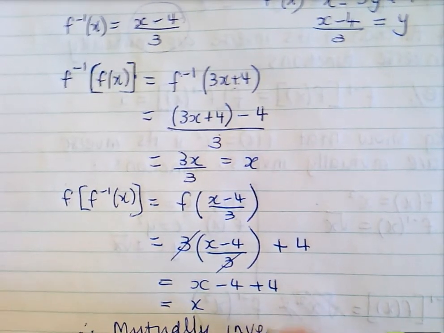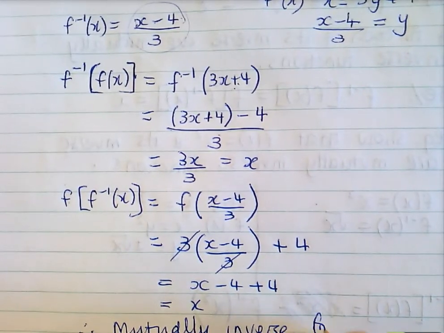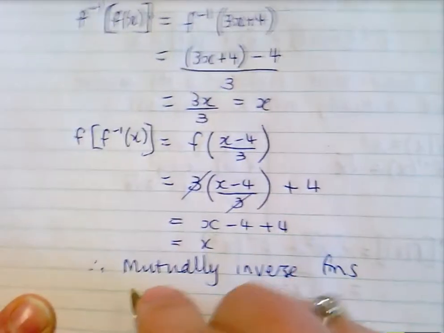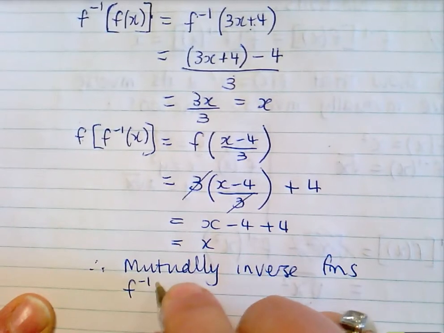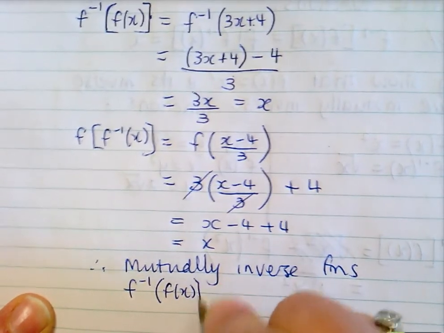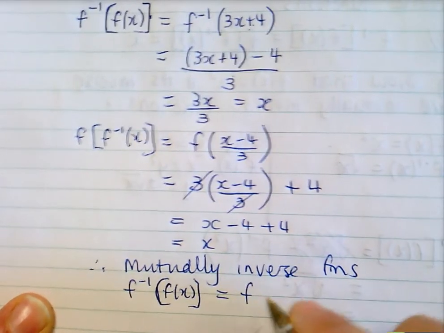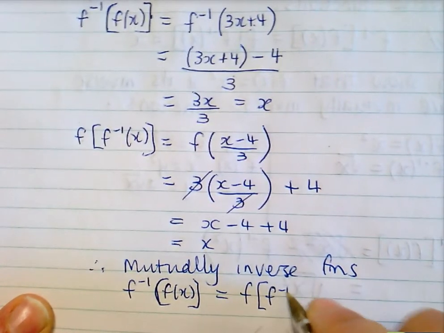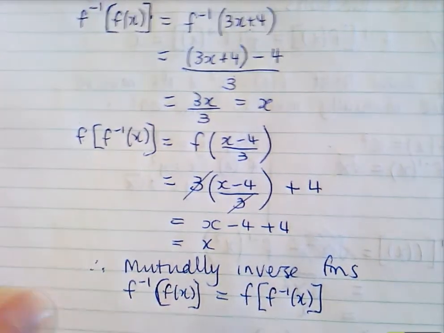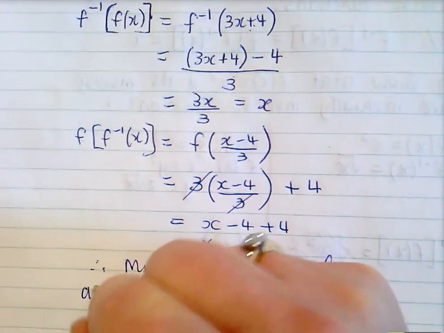The definition for mutually inverse functions is that the inverse function of the function of x is equal to the function of the inverse function of x. That's the definition.